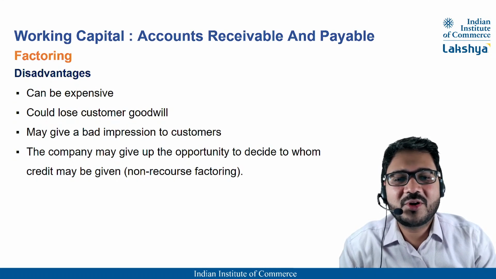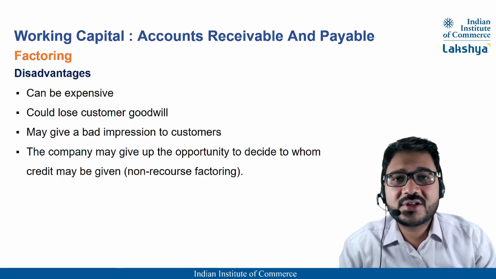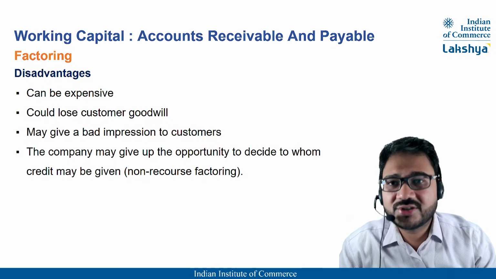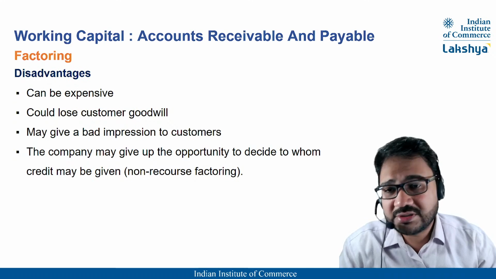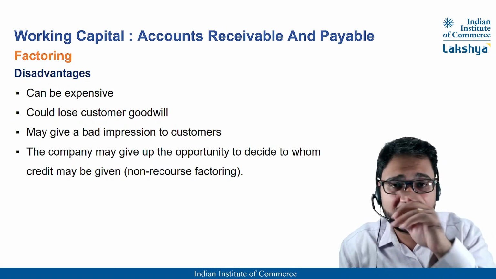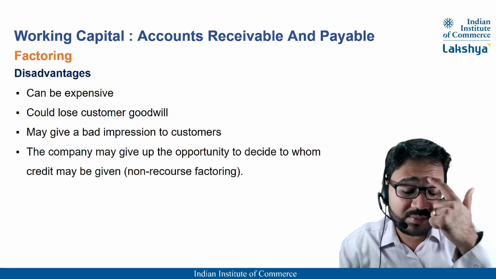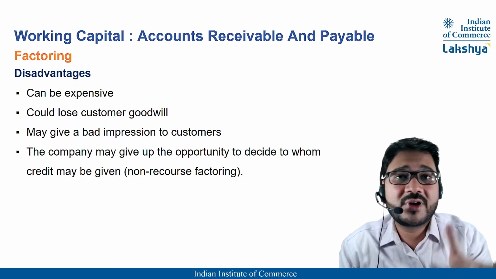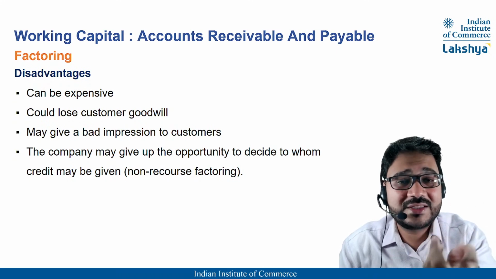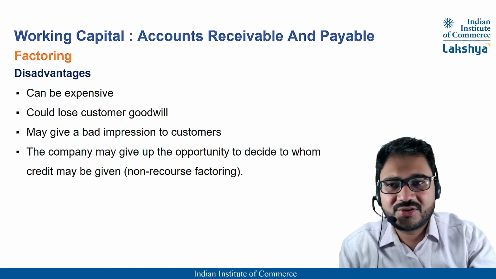Okay, the company may give up the opportunity to decide to whom credit may be given, especially when you're going for non-recourse factoring. The risk of default is basically the factoring agent's responsibility. So the factoring agent will tell whom to do business with and whom not to, because the factoring agent is doing the credit analysis. Creditworthiness checks are being done by the factoring agent. They will ensure credit is given only to those people who have the capability of paying them back. If they feel that this person is going to default, they'll say, don't do business with this person. So you lose that control.